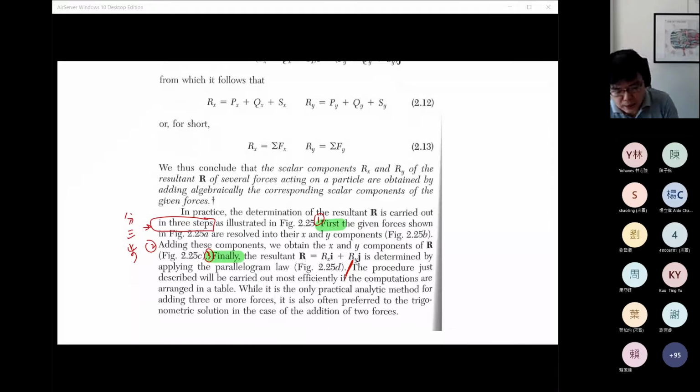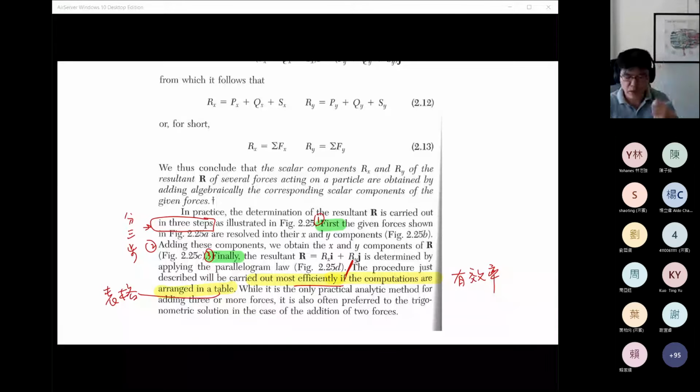And at the end of the paragraph, it says the procedure described will be carried out most efficiently if the computations are arranged in a table. Efficiency is this one, and table is this one. So we will do it in this way. Let's try.